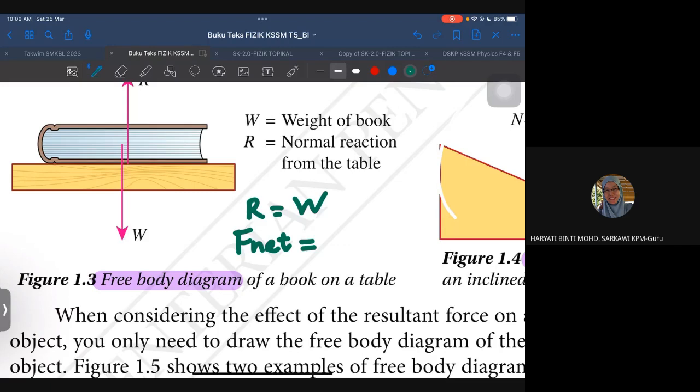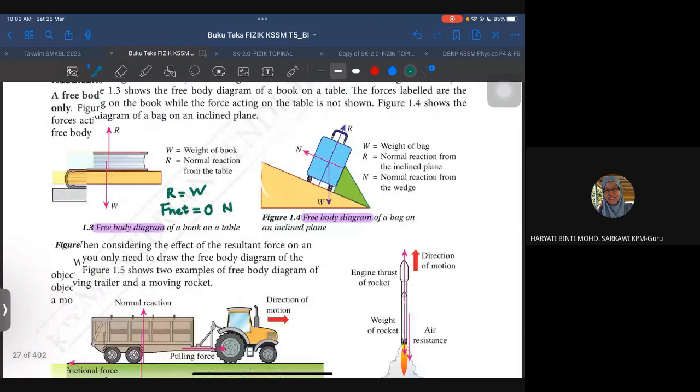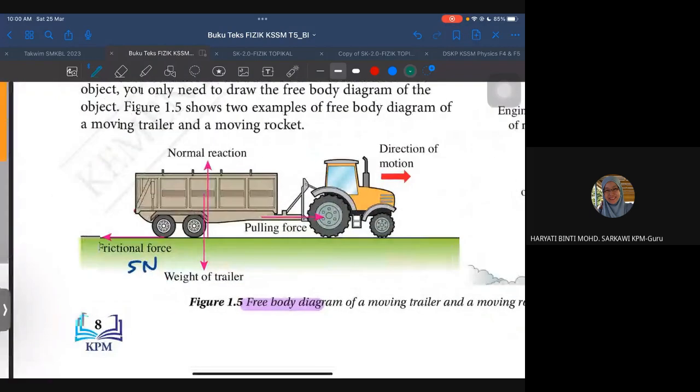Resultant force equal to? The book is stationary. Correct, equal to 0 newton. Okay, boleh? Okay, next diagram. I think we look at this one better.